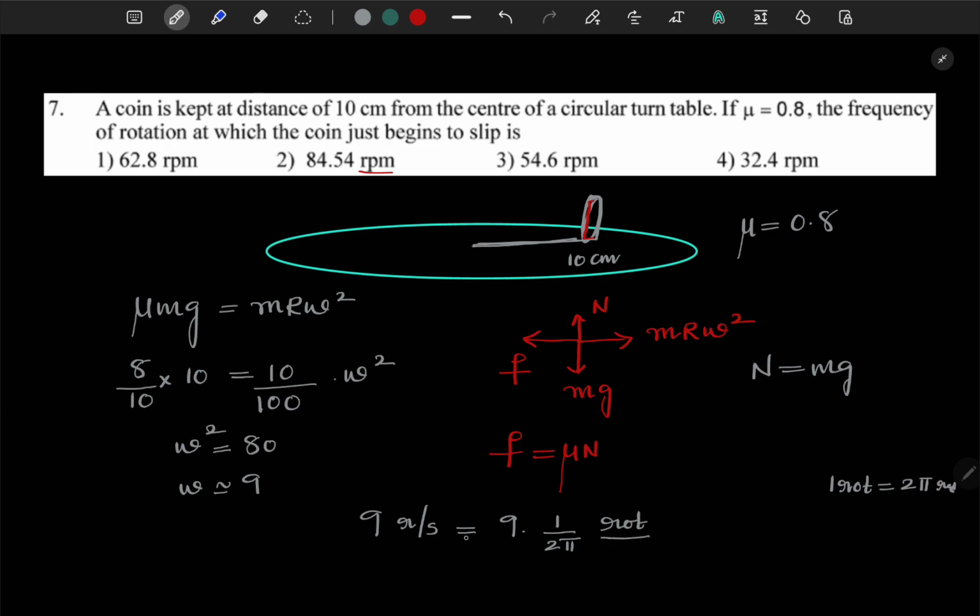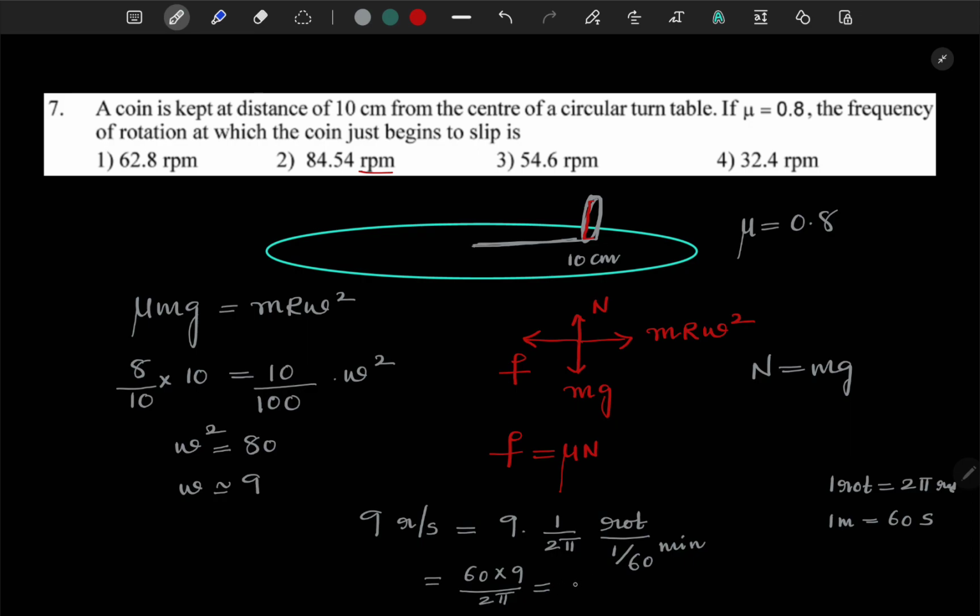Divided by 1 minute. 1 minute is 60 seconds. So 1 second would be 1 by 60. So this will give you 1 by 60, and now this is in minutes. So when you multiply with this one, which is 60 into 9 divided by 2 pi, then this is your answer.